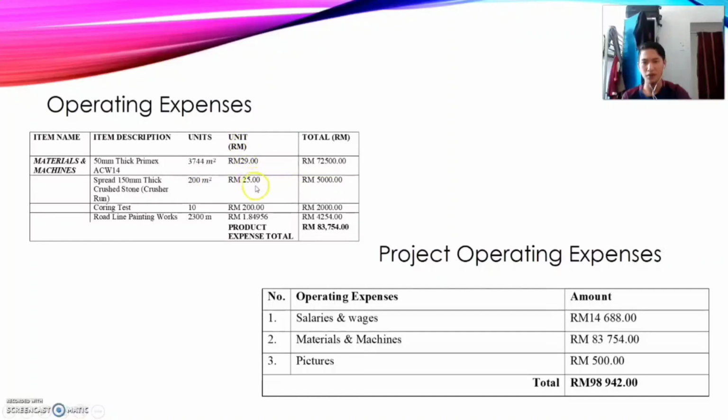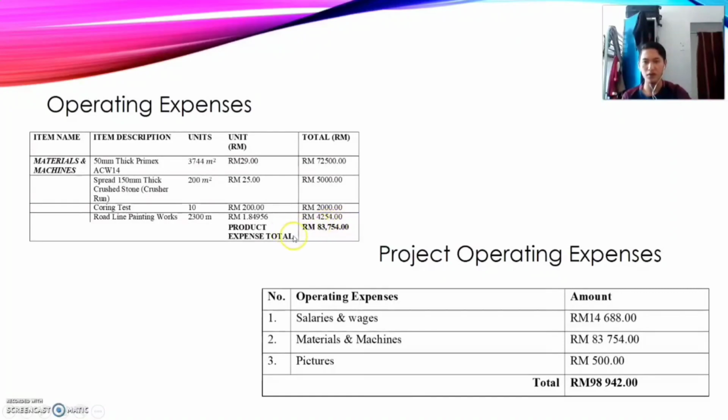For the thick crushed stone, we take 200 square meters, which is per unit 25 ringgit. So the total is 5,000 ringgit. For coring test we take 10 units and price per unit is 200, which is total 2,000. For road line painting works, we take 2,300 meters, which is per unit 1.84956 ringgit. So the total is 4,254 ringgit.